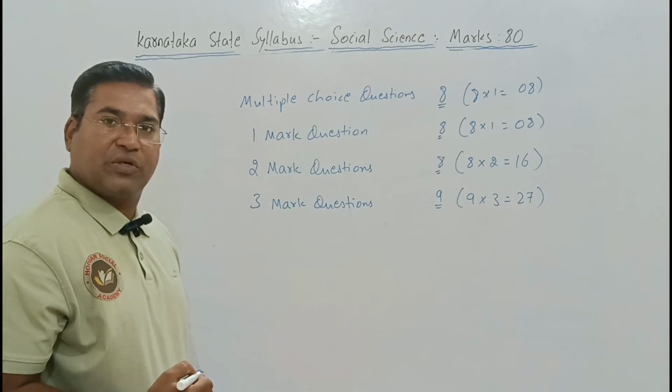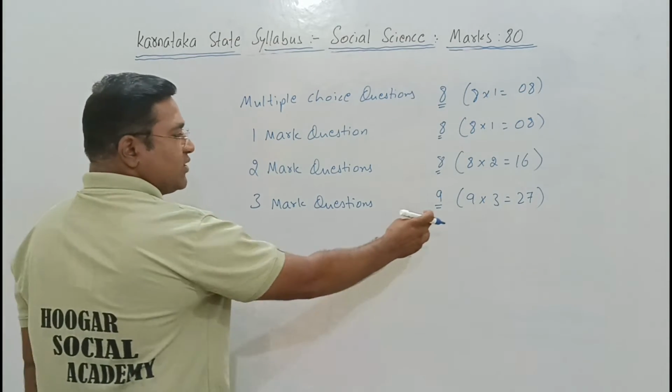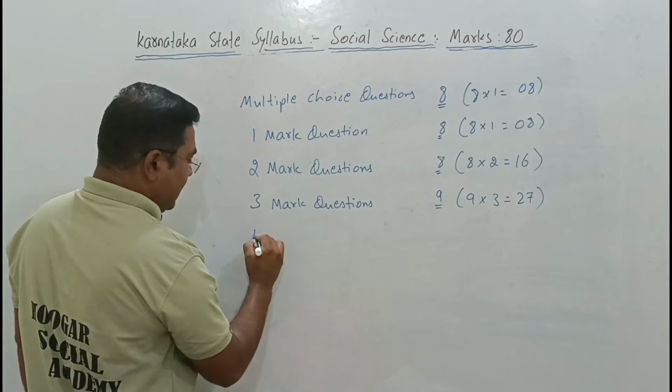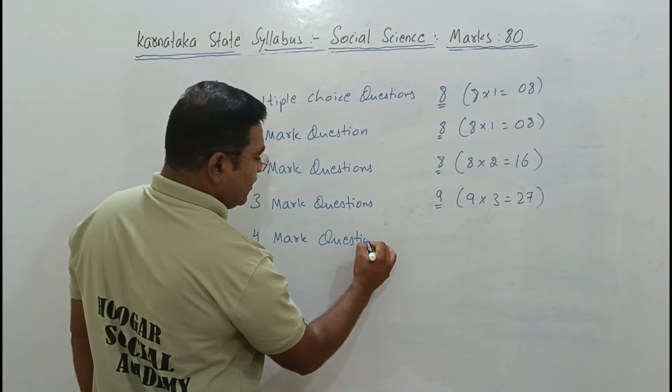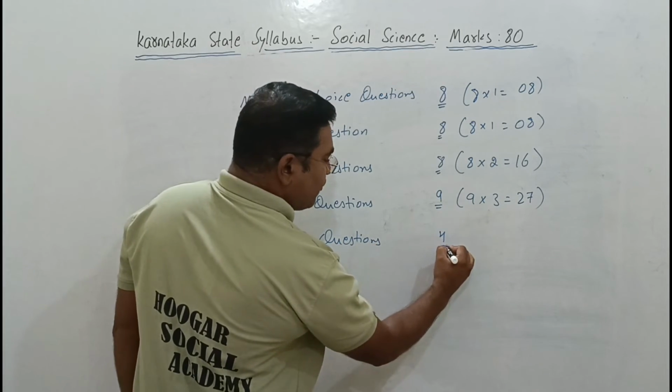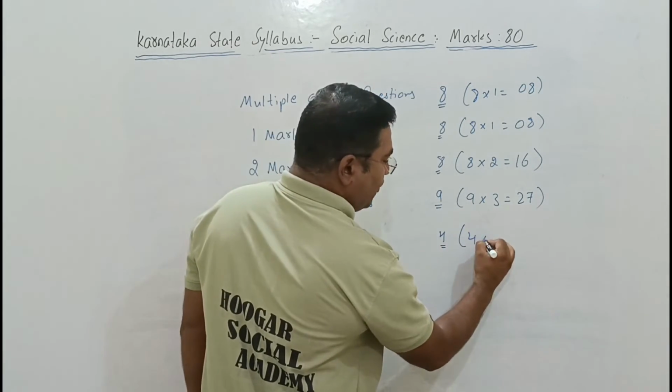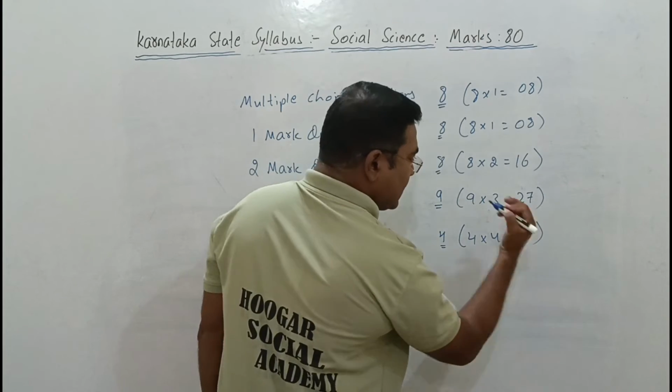9 into 3 is equal to 27. How many questions will be asked? 9 questions will be asked. Then comes which one? About the 4 mark questions. Okay, how many questions? 4 questions will be asked. 4 into 4 is equal to 16.